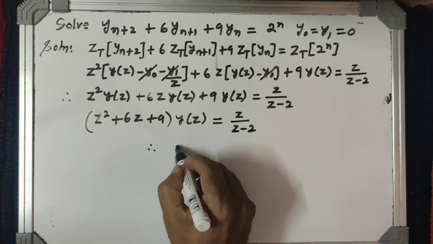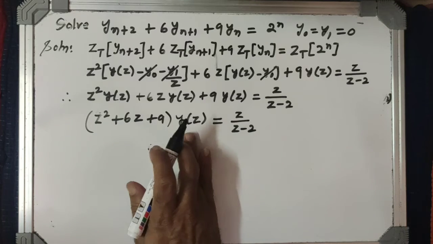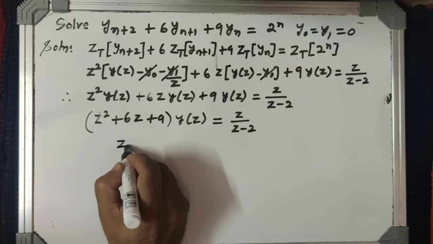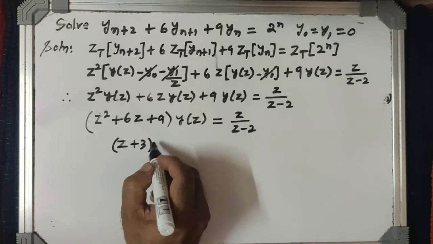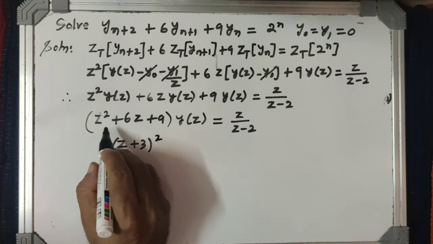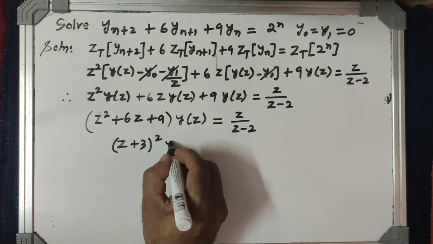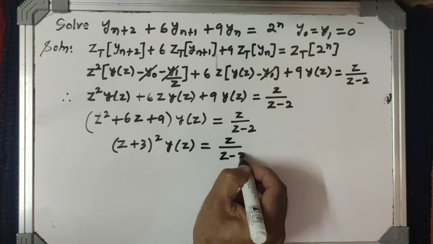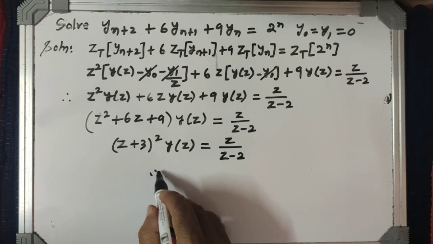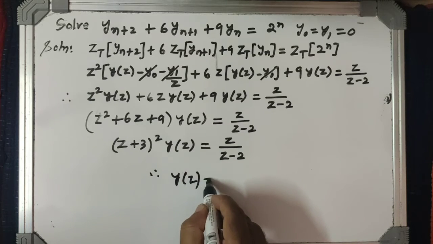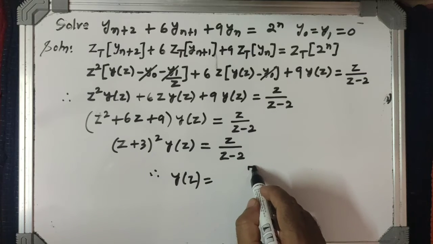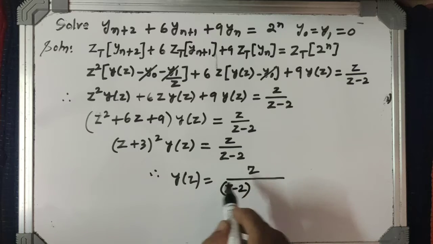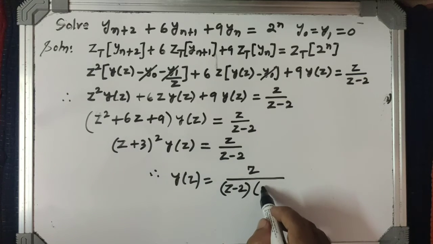Therefore this Y(Z) will be equal to, first I will factorize this. What is the factorization of Z squared plus 6Z plus 9? This is actually (Z plus 3) whole square. So (Z plus 3) whole square, which is Z squared plus 6Z plus 9, into Y(Z), which is equal to Z by Z minus 2. Therefore Y(Z) will be equal to Z divided by (Z minus 2) into (Z plus 3) whole square.